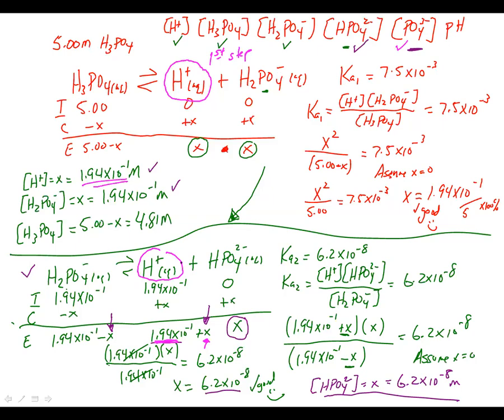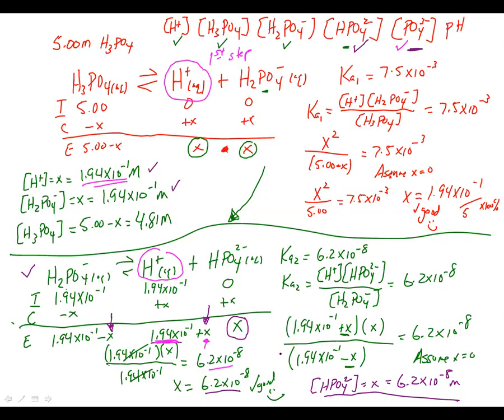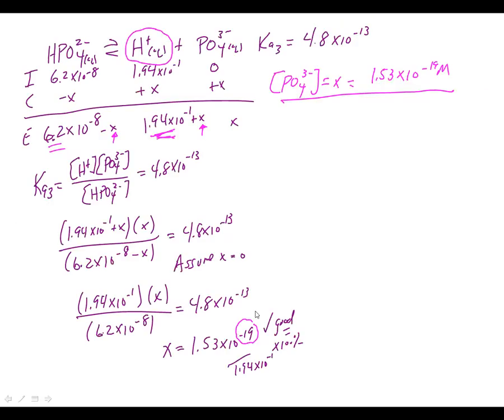Not very much is happening. So if you look at the second table here, the change was 6.2 times 10 to the minus 8. That is an extremely small amount of change that's happening. Not very much at all is coming off in terms of H plus, and even less, as you see when we get to our last step, to the minus 19, even less H plus is coming off in that case.